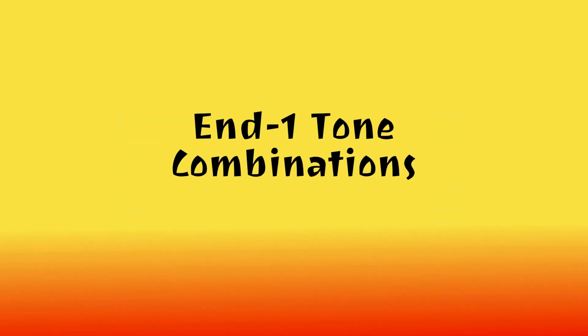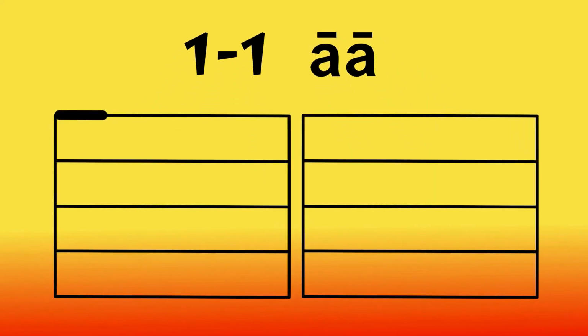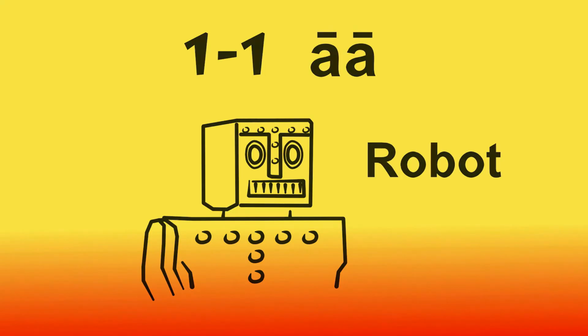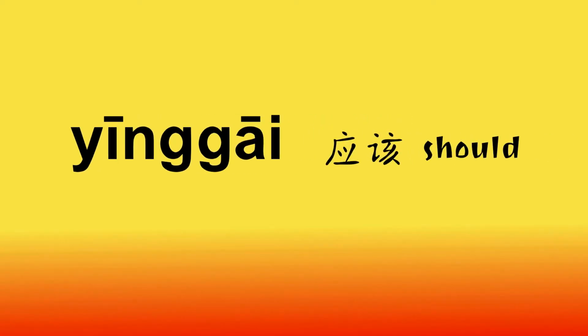Now we'll do some tone combinations ending in the first tone. The 1-1 combination sounds like this. In English, we would associate this tone pattern with a space alien or a sci-fi robot. Maybe something like robot, robot. The model word for this combination is 应该, meaning should or must.